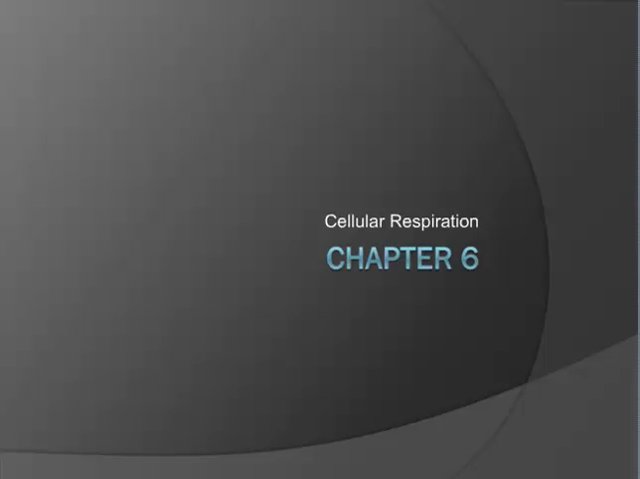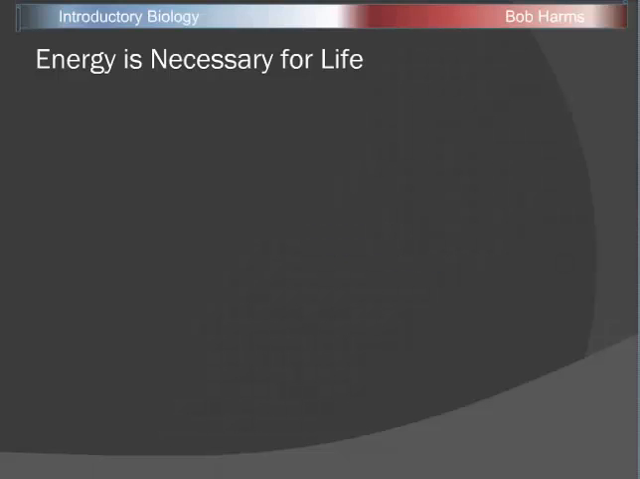Our next couple of chapters that we're going to be looking at are energy chapters. They have to do with energy conversions, whether it's Chapter 6 here, Cellular Respiration, dealing with how we get energy from the food that we eat, or our next Chapter 7, dealing with how plants are generating usable energy through photosynthesis.